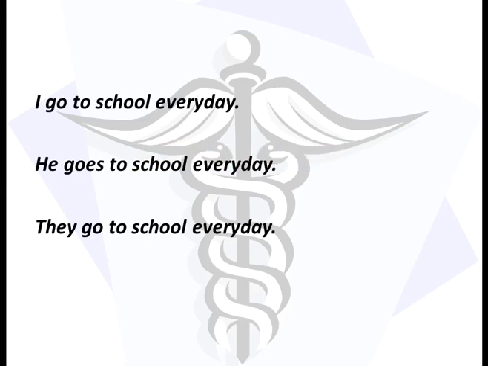Read the following sentences. I go to school every day. He goes to school every day. They go to school every day. So students, in these sentences, the verb go changes to goes according to the number of people doing the action. In these sentences, the verb go also changes according to the person. For example, with first person I, it is go, but with third person he, it changes to goes.